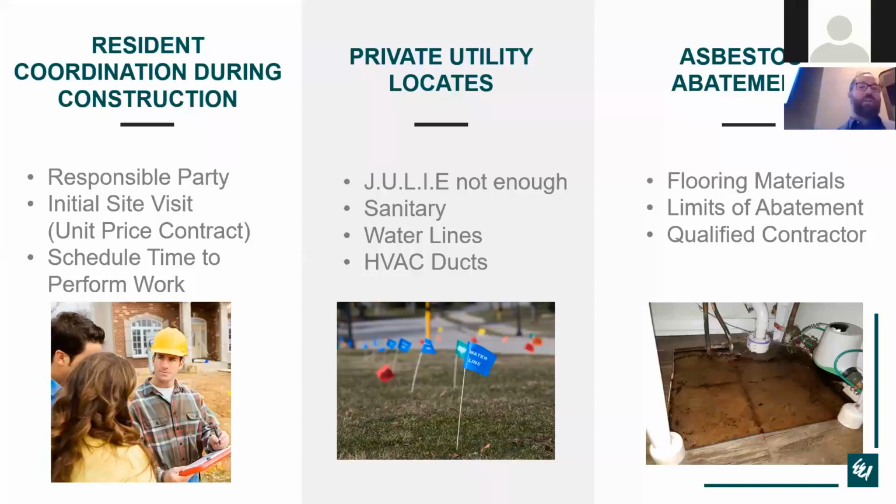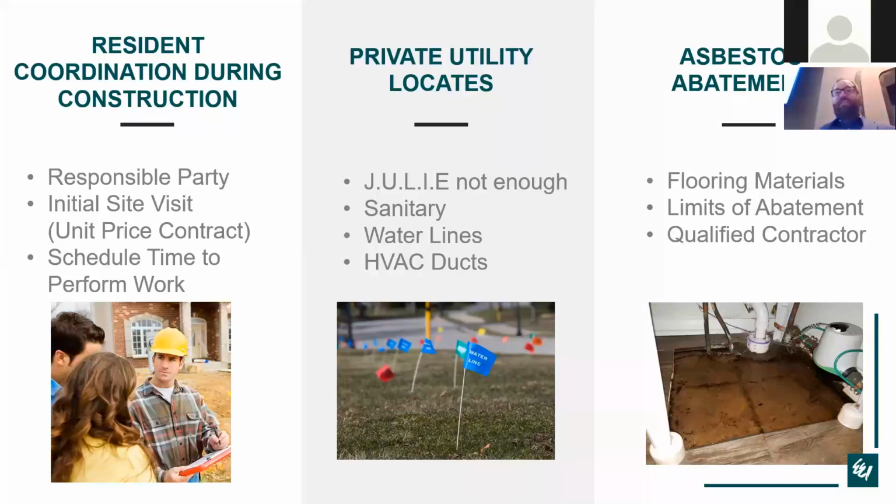For private utility locates, since we are working on private property, a Julie locate is not going to be enough. You may run into sanitary sewer services, water lines in a slab, or HVAC ducts in a slab that are all utilities that won't be located from a Julie locate, and that the contractor is going to have to figure out where they are prior to construction so that they can avoid them.